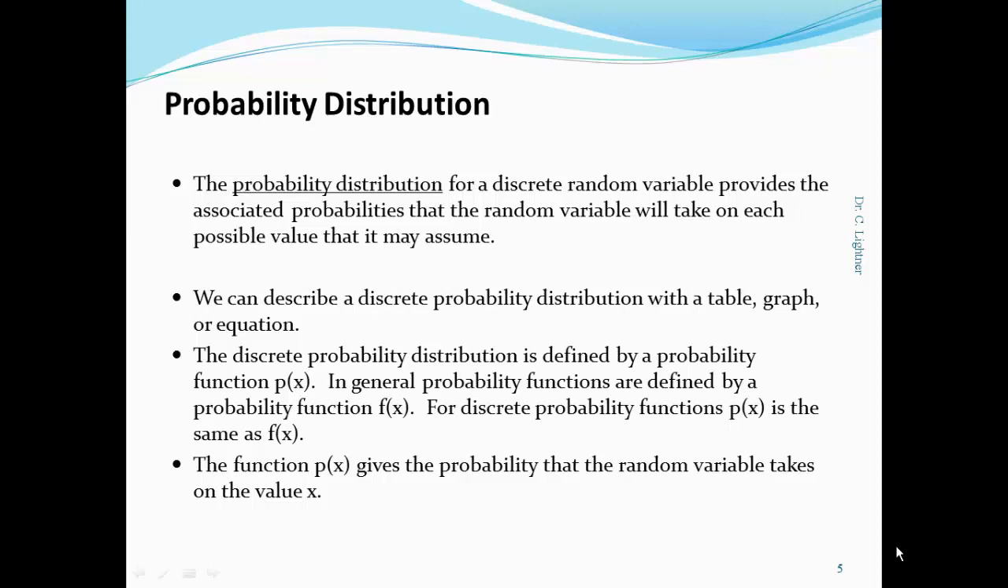The discrete probability distribution is defined by a probability function p of x. In general, probability functions are defined by a probability function f of x. For discrete probability functions, p of x is the same as f of x. The function p of x gives the probability that the random variable takes on the value x.